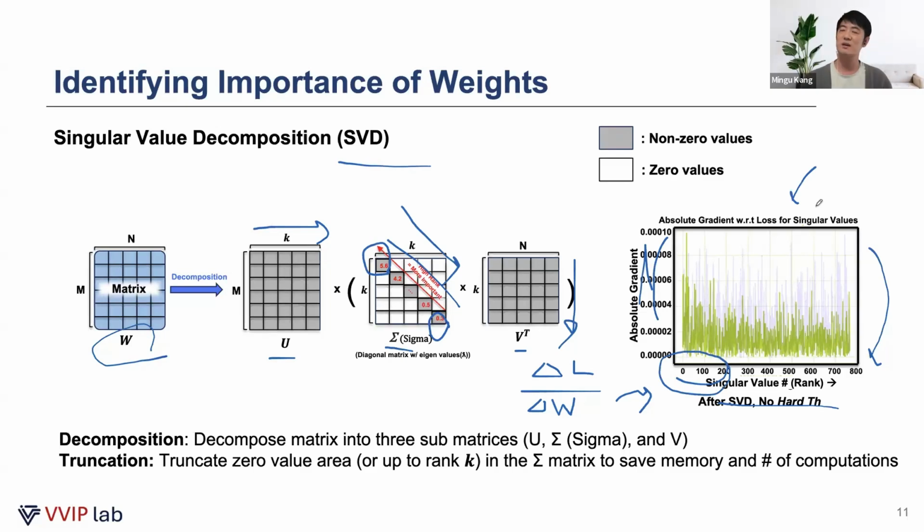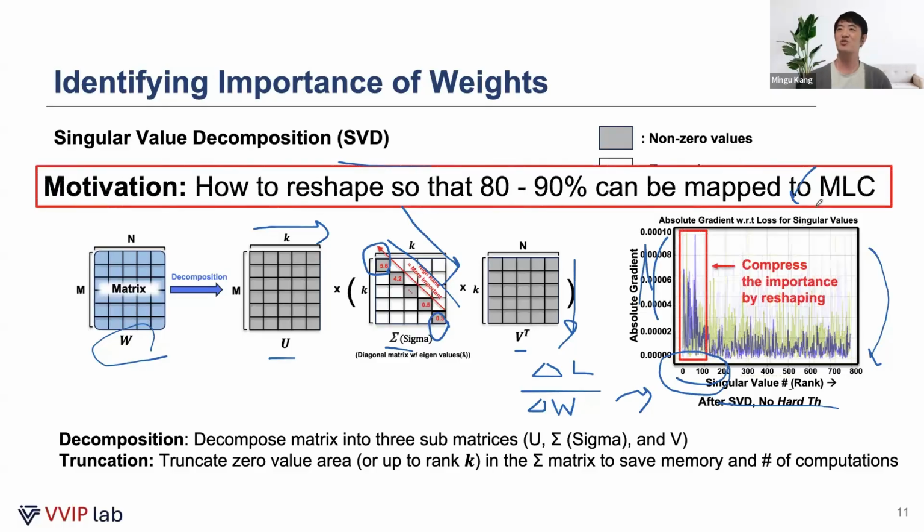So our ideal goal is to make the distribution look like that, so that for an extremely small fraction we are going to protect it based on single level cell, but for most of it, 80 or 90%, we can enjoy MLC. This is our ultimate goal.